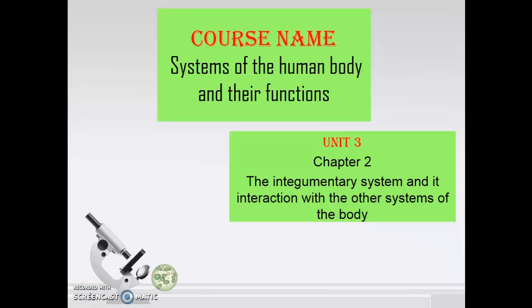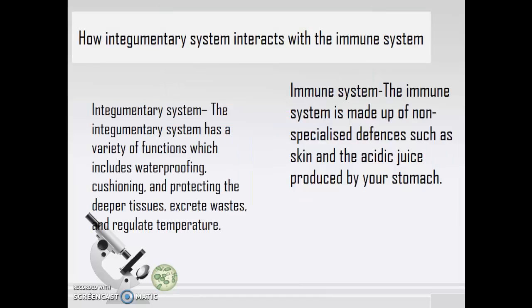Hello everyone. Today we are going to continue with chapter 2 of unit 3, that is the integumentary system and its interactions with the other organ systems of the human body, and the course name is systems of the human body and their functions. Today we are going to do the last part of this unit and chapter 2, which is how the integumentary system interacts with the immune system. So for that, let's go to the next slide to discuss the same.